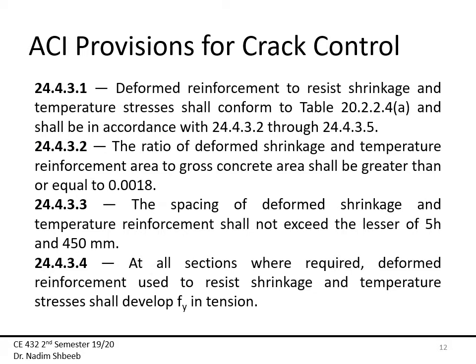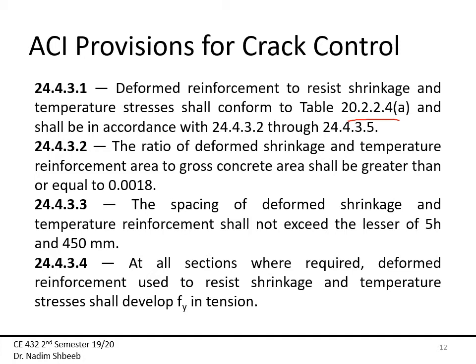Okay. Now, the deformed reinforcement to resist shrinkage and temperature shall conform to table 20.2, and this table only talks about the maximum grade of steel I can use for design. So in some instances, even if I have a steel grade of 690, for instance, I cannot use more than 550 in the design process. But I will leave that table to when we start talking about the development length, so you should not be concerned with it for the time being.